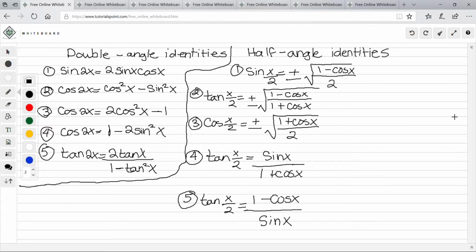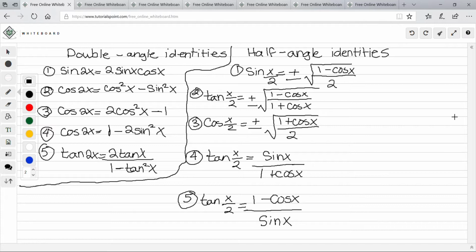times cosine x, and then cosine 2x equals cosine square x minus sine square x. You have 3 different versions of cosine 2x, so the other one is cosine 2x equals 2 times cosine square x minus 1, and then cosine 2x equals 1 minus 2 sine square x. And then tangent 2x equals 2 tangent x divided by 1 minus tangent square x.